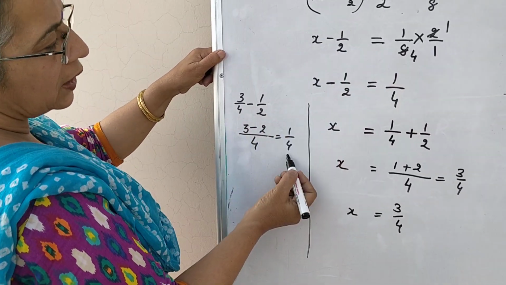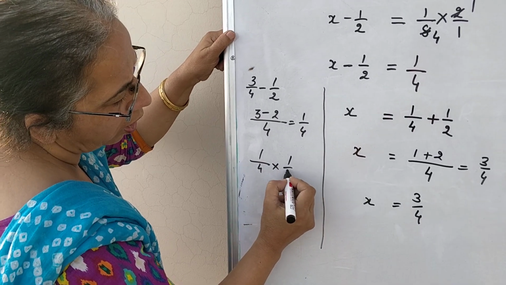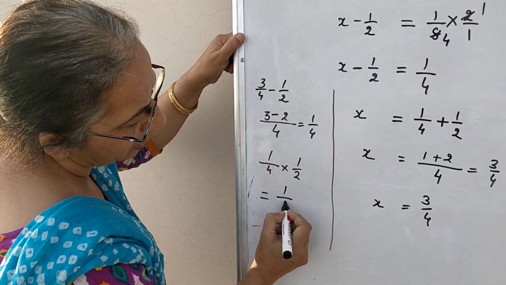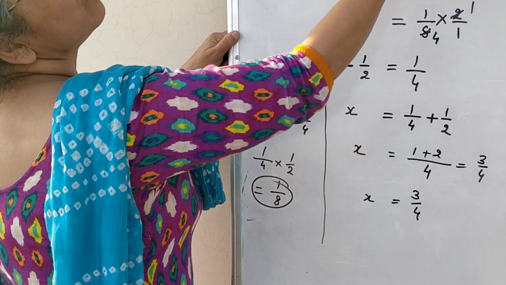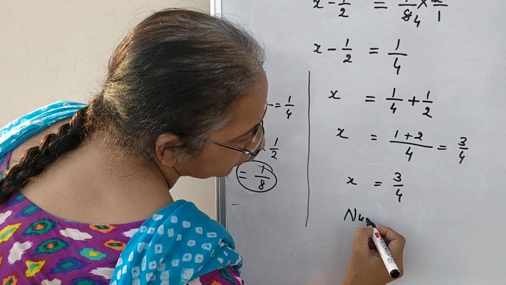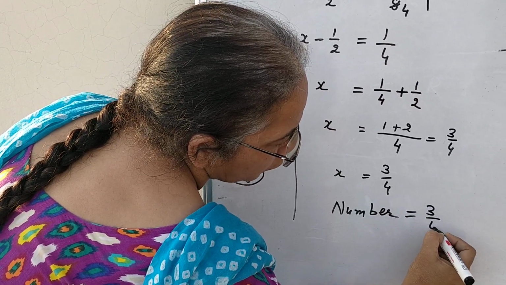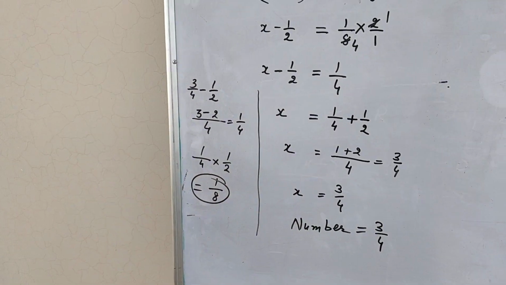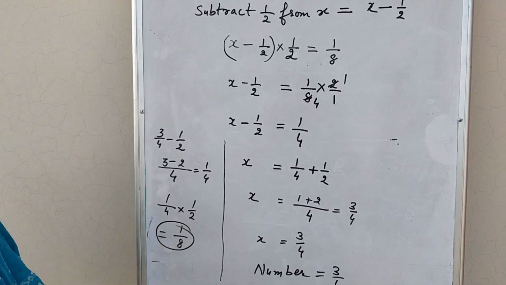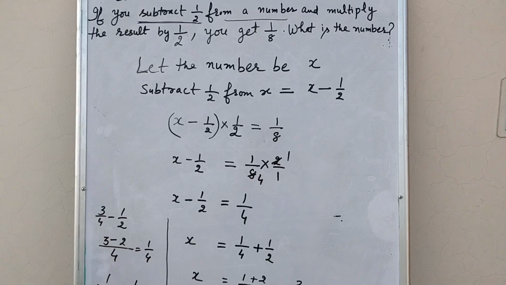Then multiply the result by half. 1 upon 4 into half will be equal to 1 by 8. See, the result is 1 by 8. It means our answer is right. So the number is 3 upon 4. This is the right answer. This is the first question of exercise 2.2. I am taking one more question.